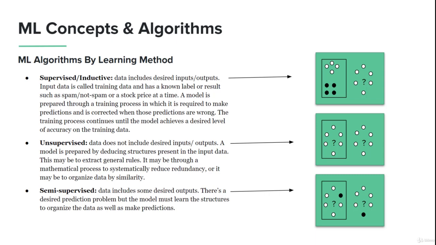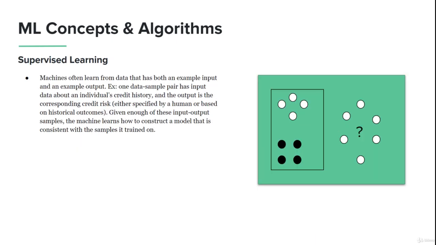Now let's dig a little bit deeper into supervised learning. Machines often learn from data that has both an example input and an example output. Here's an example. One data sample pair has input data about an individual's credit history, right? Their credit score, their credit background, their credit report, and the output is the corresponding credit risk, okay?